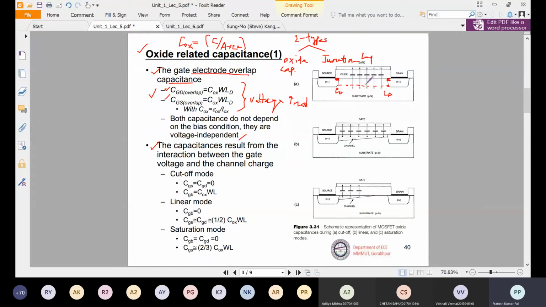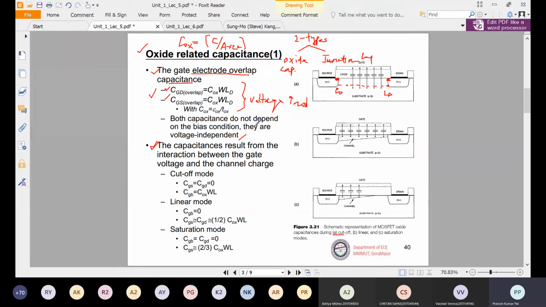In all these three cases we will basically have different types of capacitance. This type of capacitance, because of the interaction between gate voltage and channel charge, will depend on the mode of operation the MOSFET is performing. This is the condition when the MOSFET is operating in the cutoff region. Figure A is for the cutoff region.